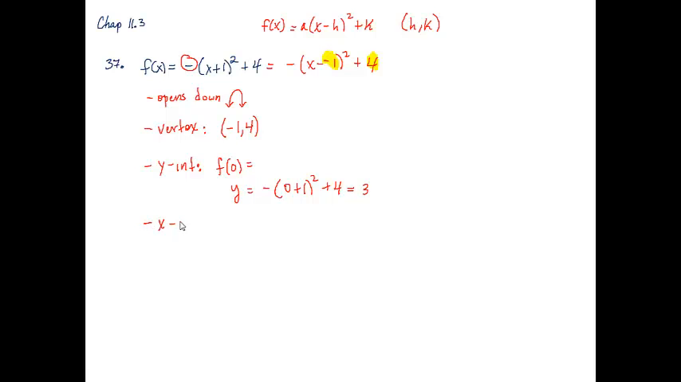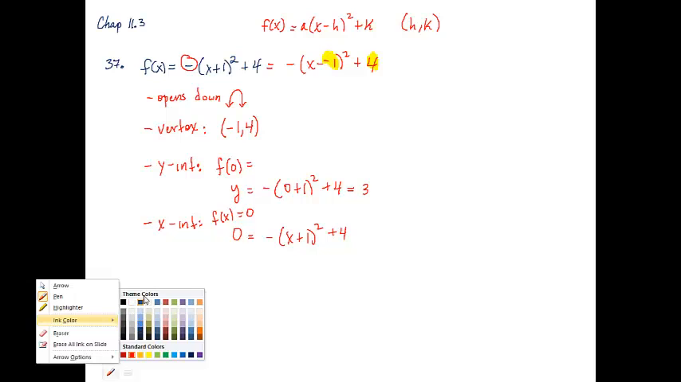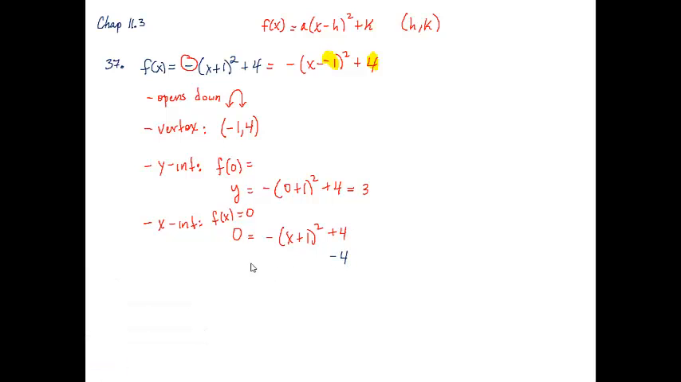Now let's find our x-intercepts. X-intercept is when f of x becomes 0. So now you have 0 equals negative x plus 1 squared plus 4. And notice we have something being squared, so basically you want to isolate the square term, just like before. So let's subtract 4 on both sides. So now you have negative 4 equals negative parentheses x plus 1 whole thing squared.